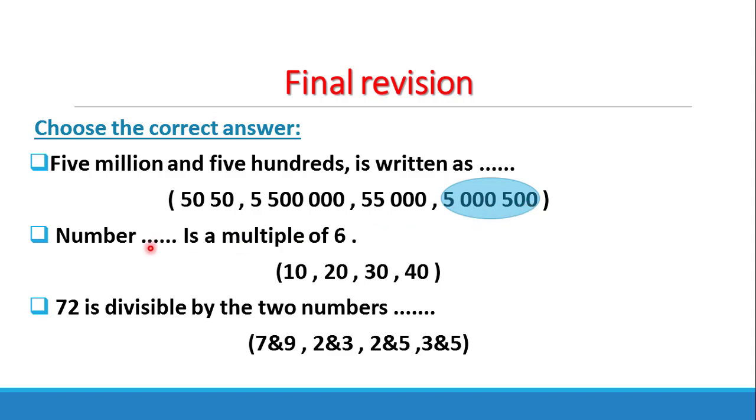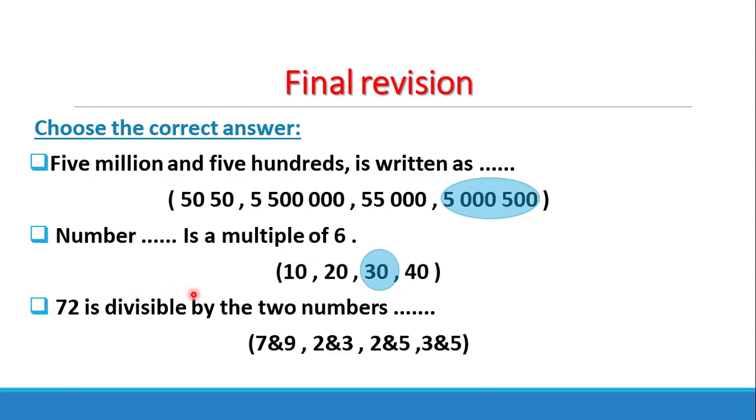Number is a multiple of 6. Multiple of 6 means divisible by 6. It means in the times table of 6, this number appears as a result. So of course we have 30, because 6 times 5 equals 30.